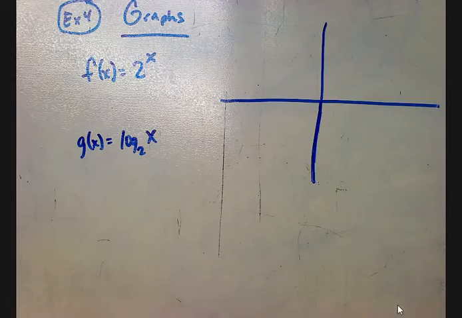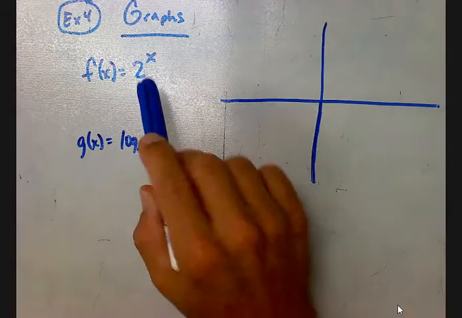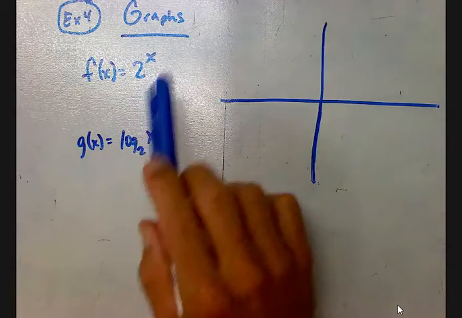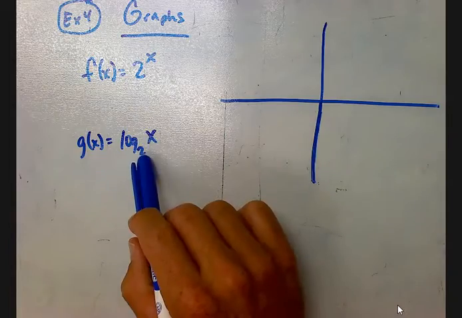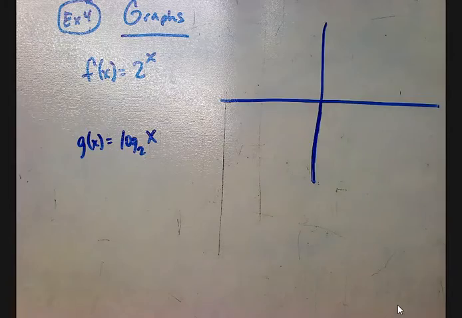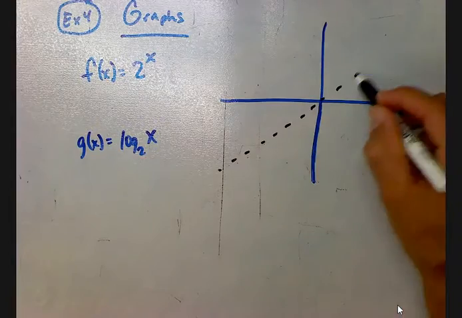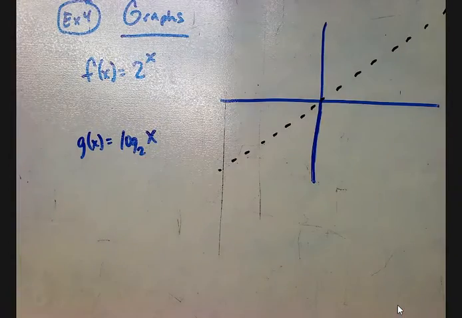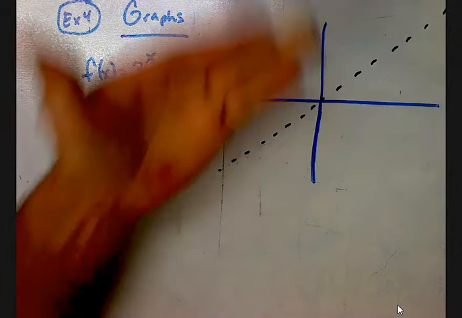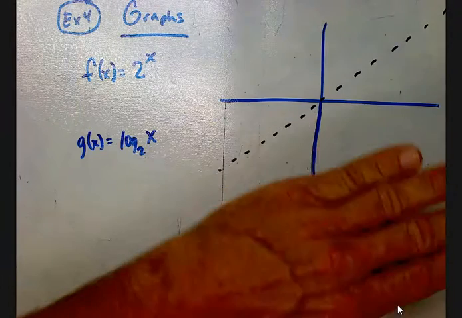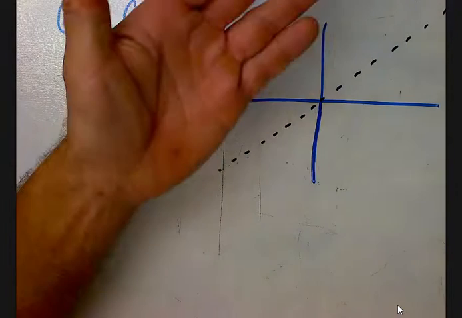Okay, for example 4, we're going to do graphs, and the purpose of this is to show that exponential equations and logarithm equations are inverses of each other. And the inverses would have to be opposites on the line y equals x. So put the line y equals x on there, and they're essentially going to be mirror images of each other on each side of this line if they are inverses. So let's see how it works out.